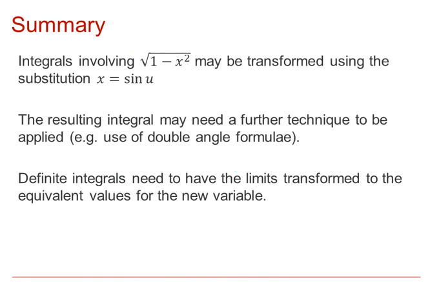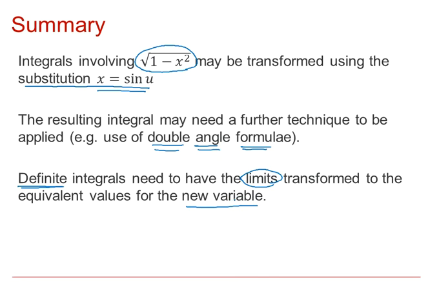So in summary, if we see integrals involving the square root of 1 minus x squared, then these can be transformed by this substitution into something which will be easier for us to integrate. The resulting integral may need a further technique. For example, you may need to use a double angle formulae to make it even easier to integrate. And don't forget, if it's a definite integral that you have been given, that the limits need to be changed as well into the new variable. So you make a full substitution throughout the integral, including the limits.